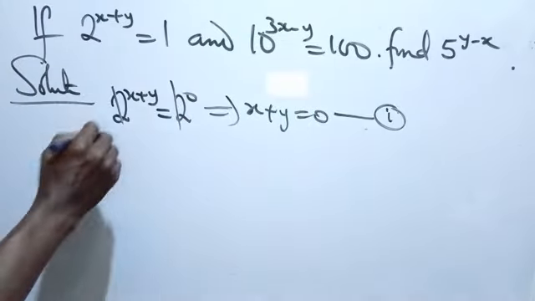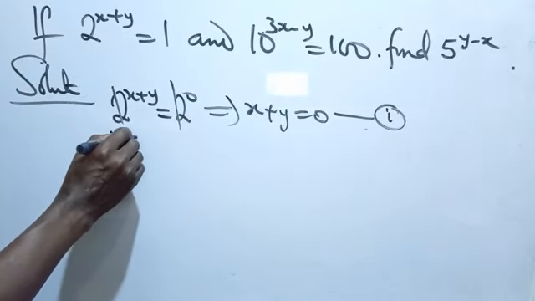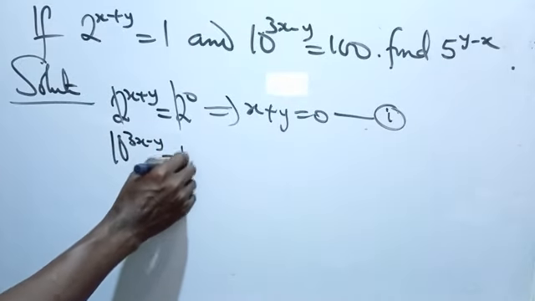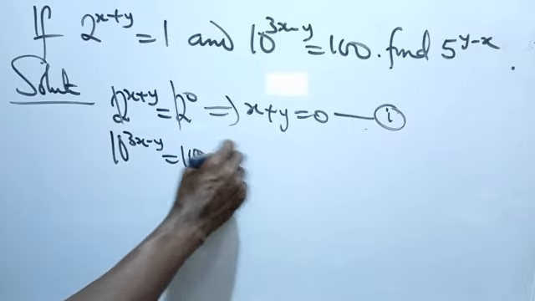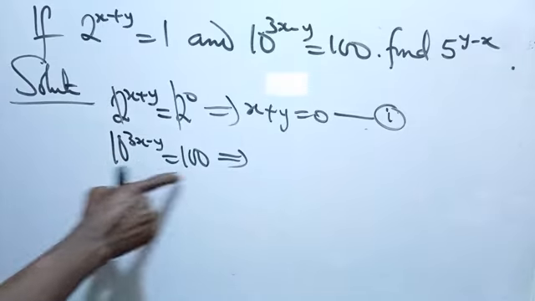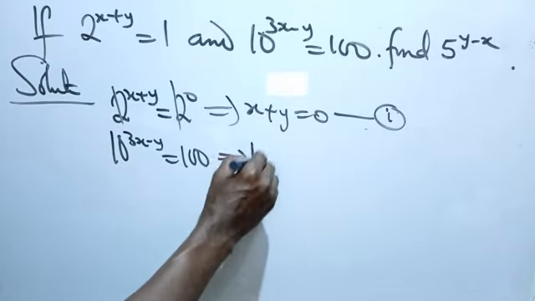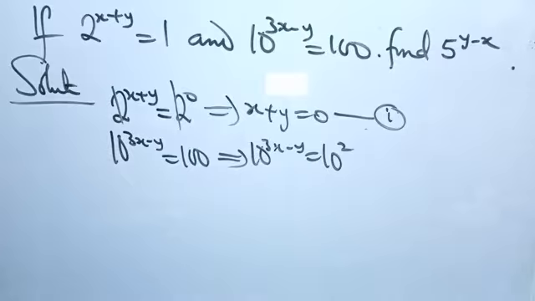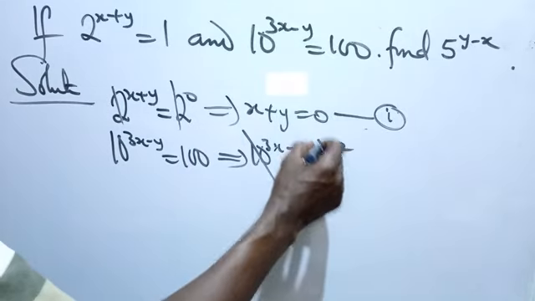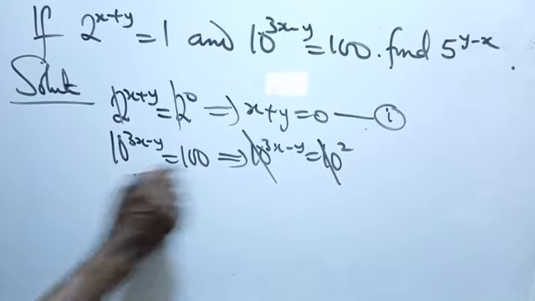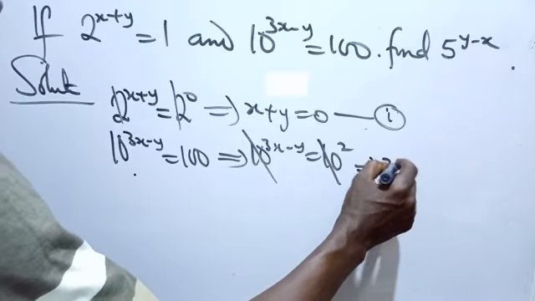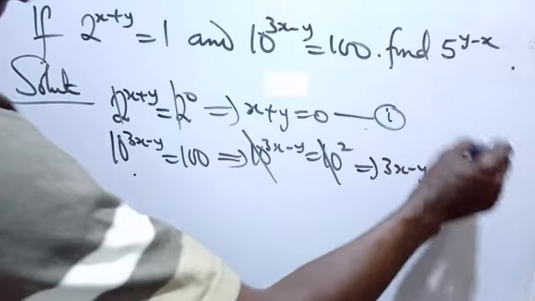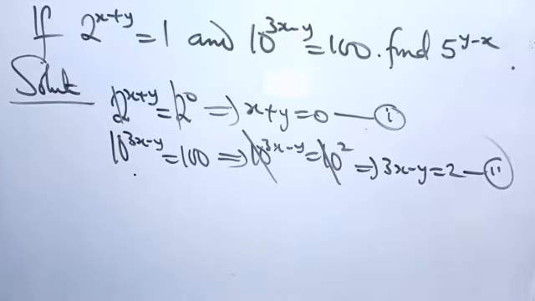Now moving on, you have 10 raised to the power 3x minus y equals 100. That implies, since 10 can be factored in 100, 10 raised to the power 3x minus y equals 10 raised to the power 2. Since 10 is common, you cancel it out. So you have 3x minus y equals 2. You can call that equation 2.